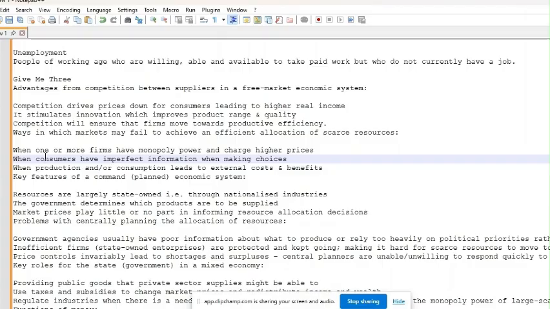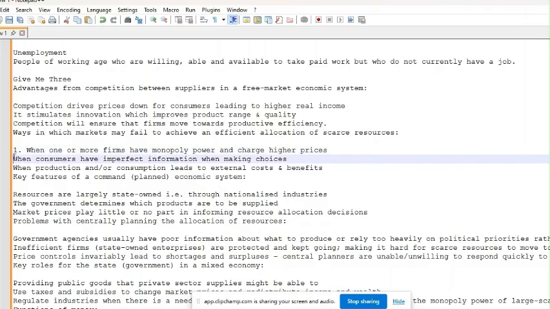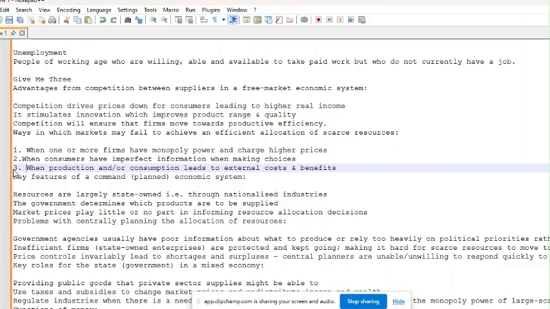When production and/or consumption leads to external costs and benefits. So these are some of the cases, some of the areas, where markets fail to make the allocation of resources as efficient as possible.